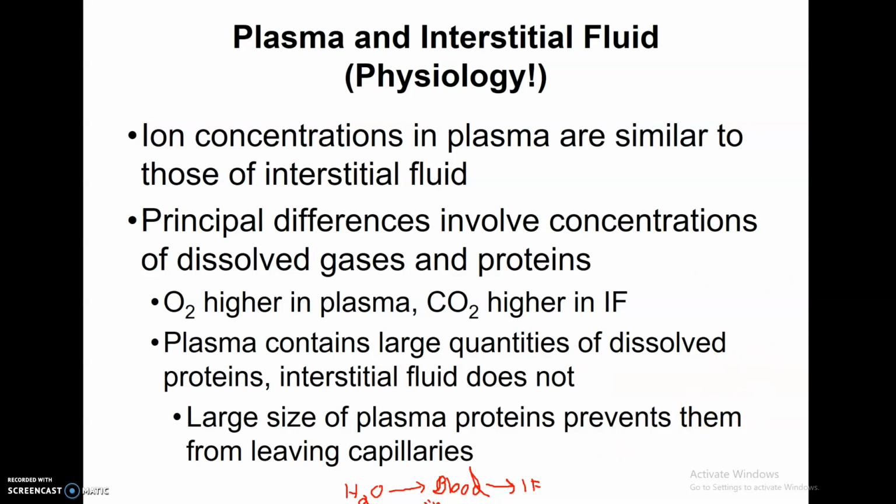So one of the big differences between plasma and interstitial fluid are the constituents, the proteins, the salts. So oxygen, and the gases actually, oxygen is higher in plasma. CO2 is higher in interstitial fluids. Why is that? Because the cells, so let's pretend that all these really poorly drawn circles are cells, all these little cells are releasing carbon dioxide as a consequence of their cellular metabolism. CO2 is going to be high in tissues.